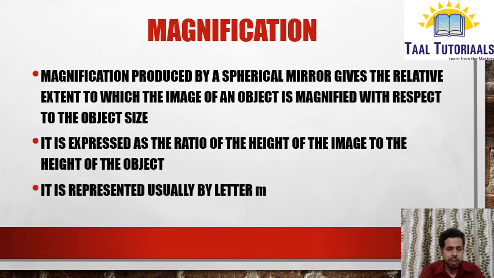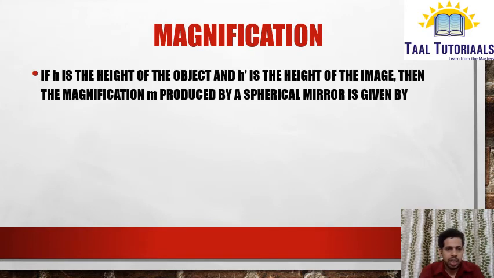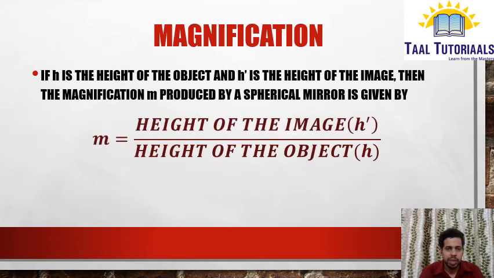It is represented usually by the letter m. So we'll give the formula here. If h is the height of the object and h dash is the height of the image, then the magnification m produced by a spherical mirror is given by m is equal to height of the image h dash by height of the object h. In simpler way you can write m is equal to h dash by h. But you have to remember that h dash is height of the image and h is height of the object.